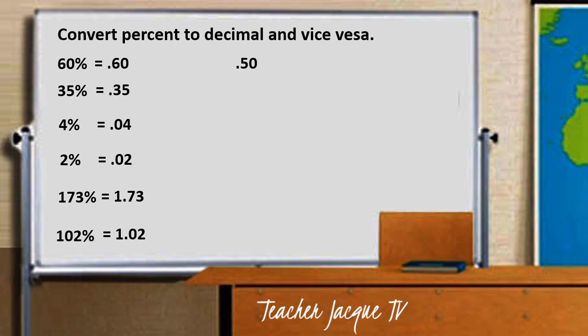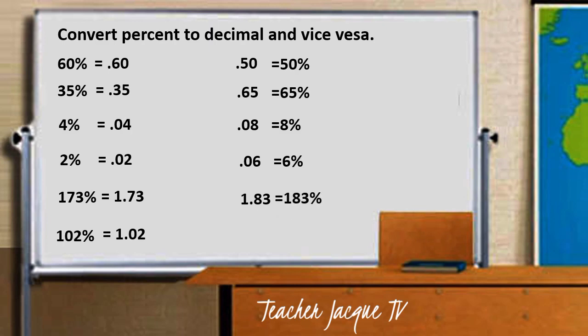We have 0.50, correct, 50%. 0.65, correct, 65%. 0.08, correct, 8%. 0.06, right, 6%. 1.83, yes, we have 183%. And for 1.09, correct, we have 109%.